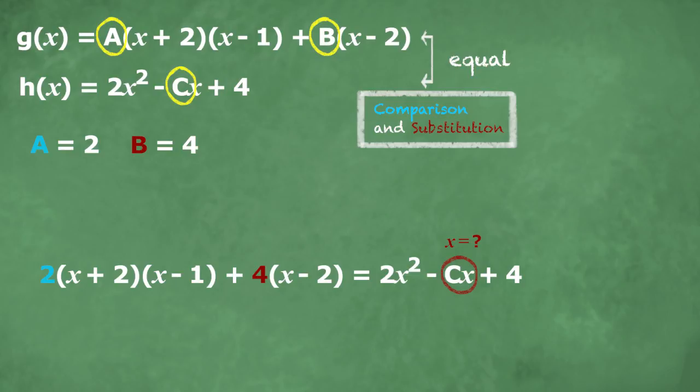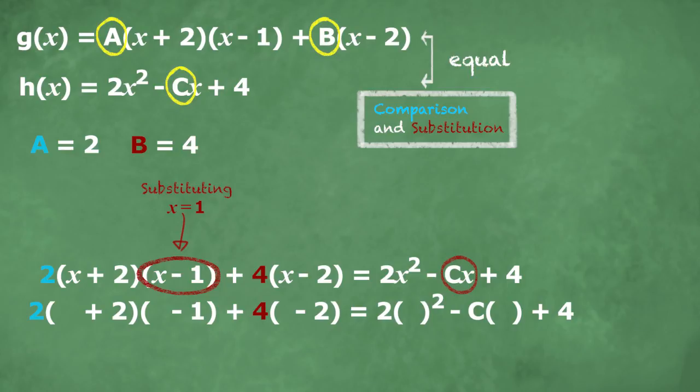Which is the best value? Look at the term x minus 1 in g of x. So we can substitute x by 1. From the equation, we can find the value of c.